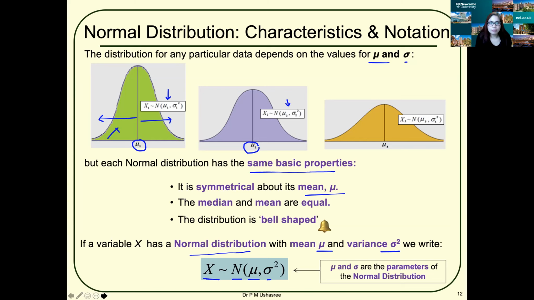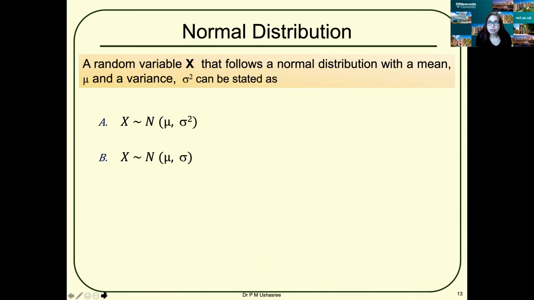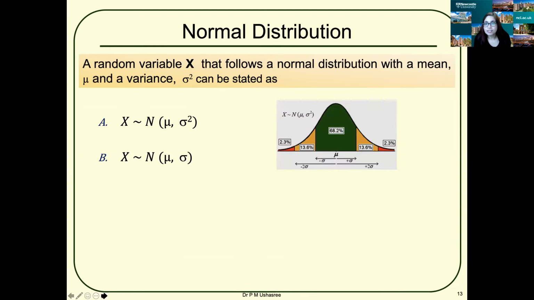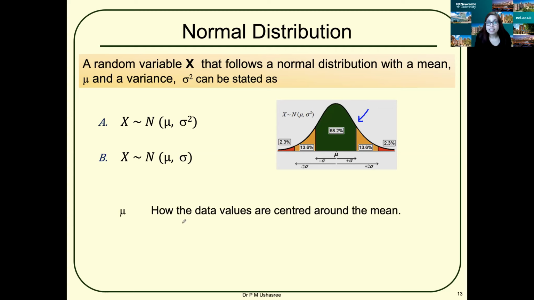Okay, now another important thing. Before I go to that, let me ask you this question. Can you answer this? Good. Yes, that's right. So we're going to see the rule, how it's going to be distributed. So mu helps us describe the population mean, where the data is located, and sigma square helps us describe how the data is spread.